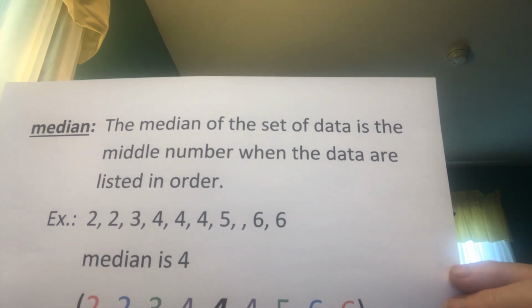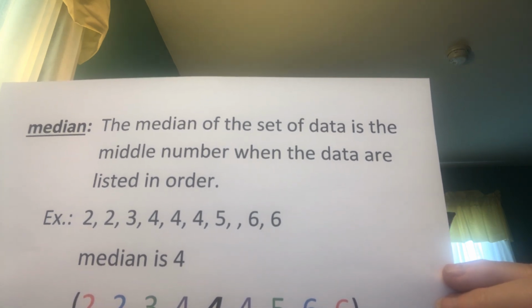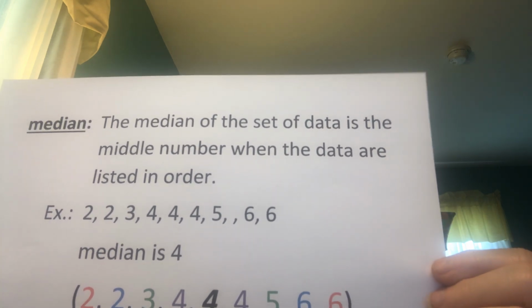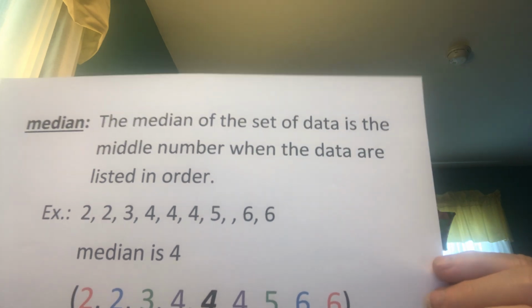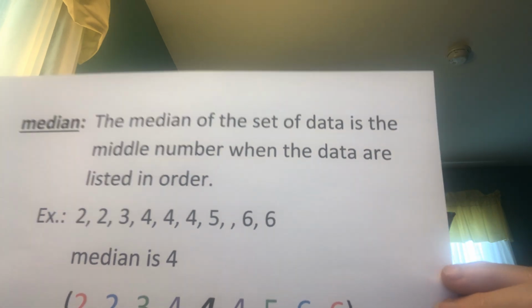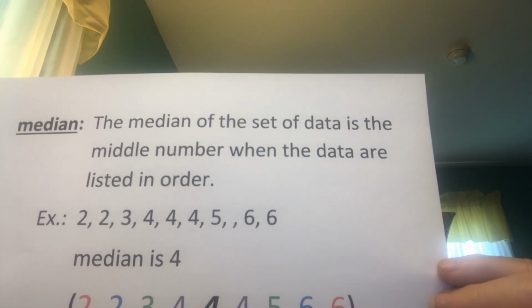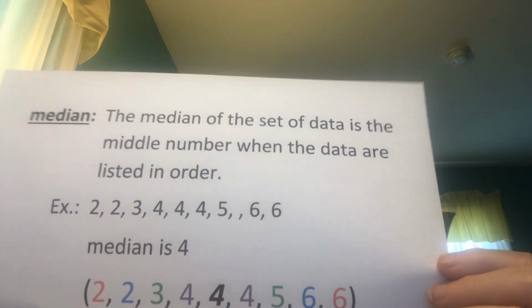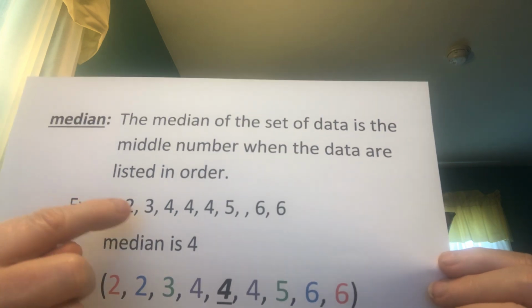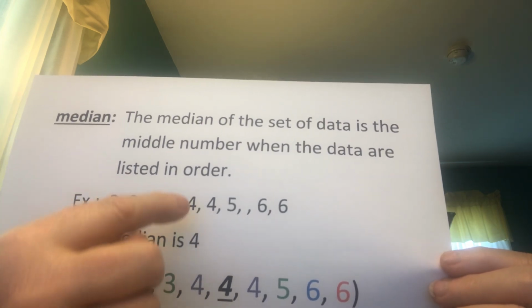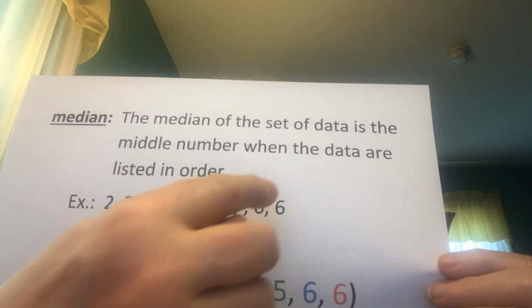So to find the median, you just start matching the numbers up. First, you write them in order from smallest to largest. Notice that I wrote 2 twice, and that I wrote 4 three times, and I wrote 6 twice. So that's how you list it. 2, 2, 3, 4, 4, 4, 5, 6, 6.